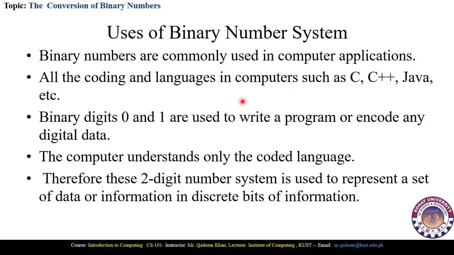The binary number system has two digits, as we expressed earlier, 0 and 1. These digits are used to write programs or encode any digital data. The computer understands only coded language, and the coded language is expressed in terms of binary codes. Therefore, we have just two digits which express each and every command used by the computer systems. This information is stored by the central processing unit, and then processed by using different commands, which are also expressed through binary digits, either 0 or 1.